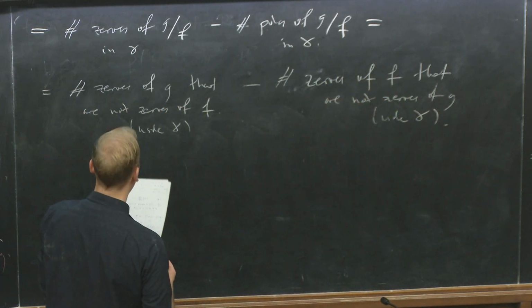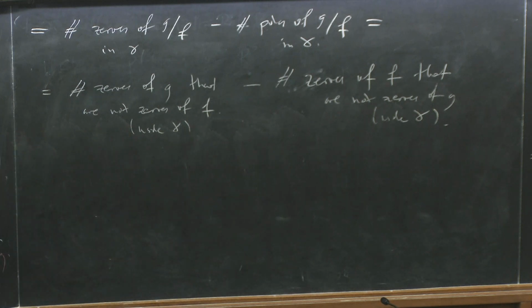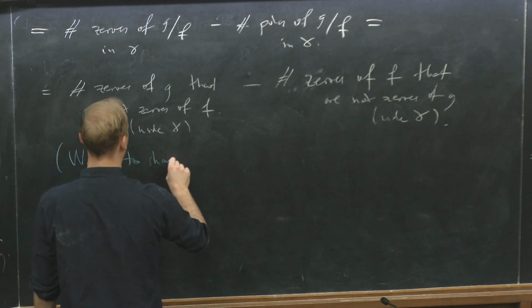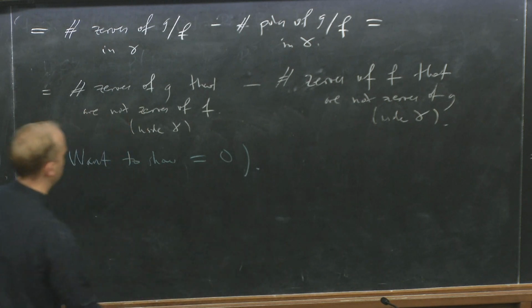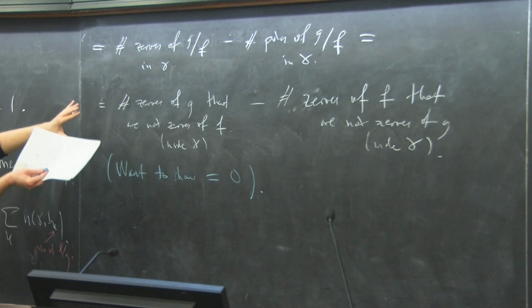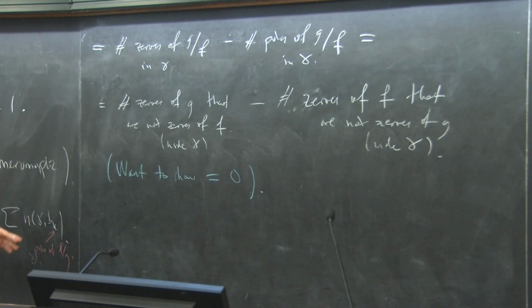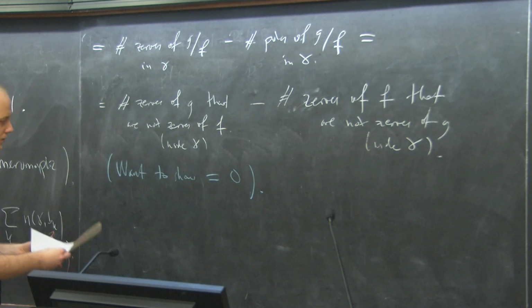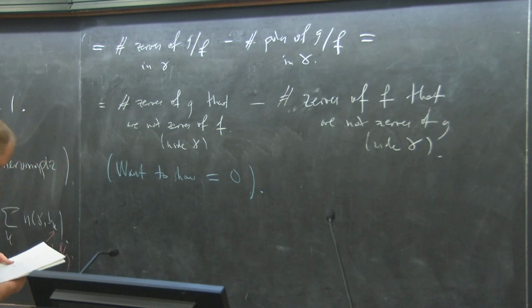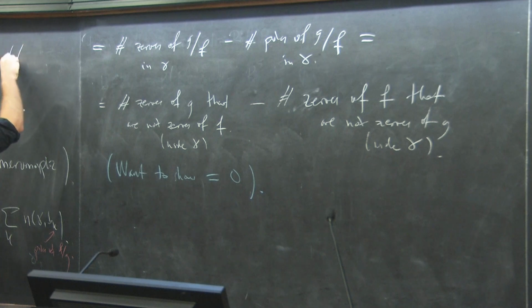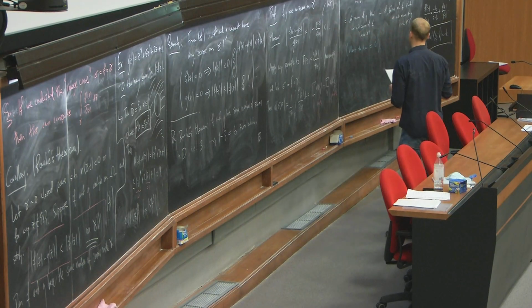Okay, so if I take the difference between these, then what do I get? I want to show that this equals 0, because I want to show that f and g have the same number of zeros inside gamma. So here I have the number of zeros of g that are not zeros of f, and the number of zeros of f that are not zeros of g. For that we have to interpret, again, this condition up here. Call it double star, since we already used the single star.